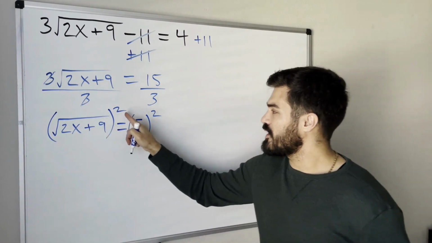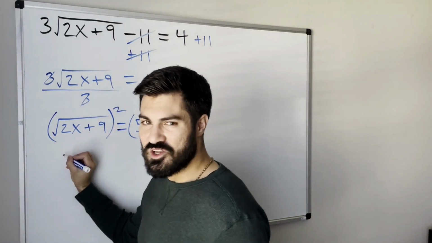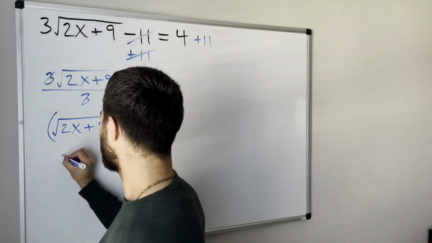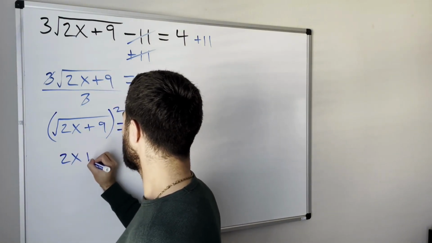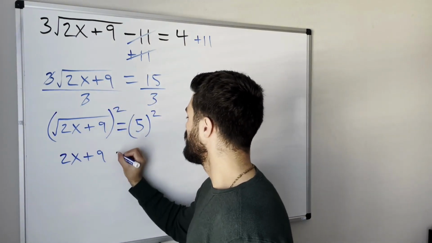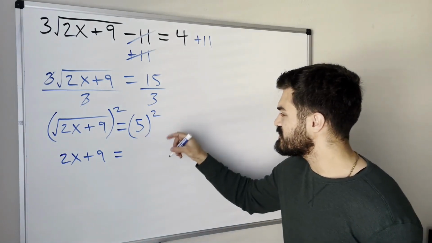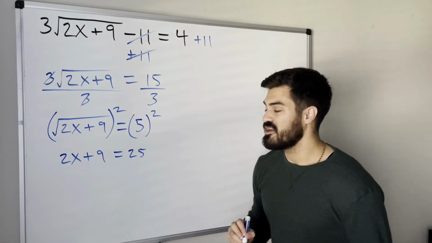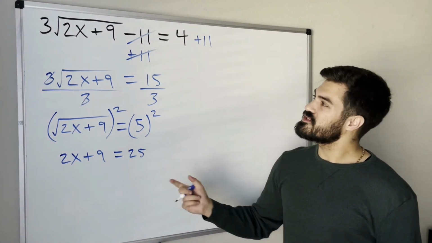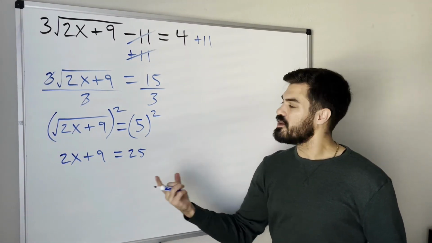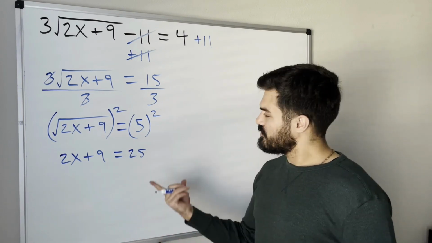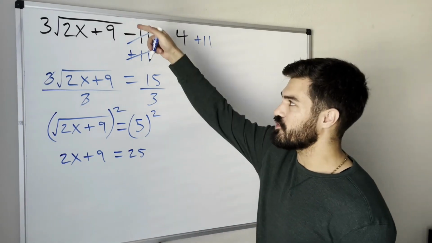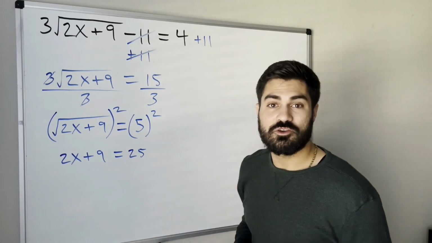Square root and square, so those kind of cancel. We're going to talk about that in a second. We're left with 2x plus 9, okay, on the left-hand side. On the right-hand side, we have 5 squared, that's 25. Now we have a simple linear equation. In this case, we resulted in a linear equation. The next couple of examples, we're going to have quadratic equations that sort of pop out of these radical equations.